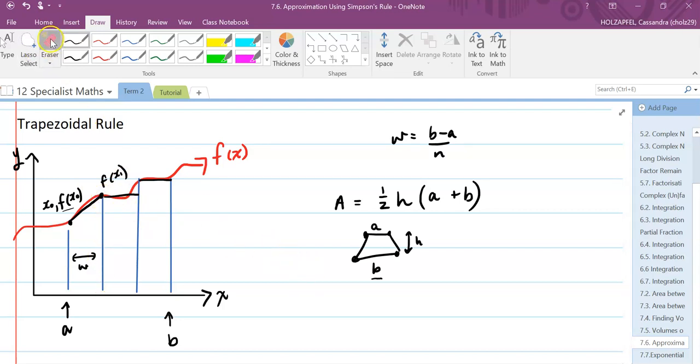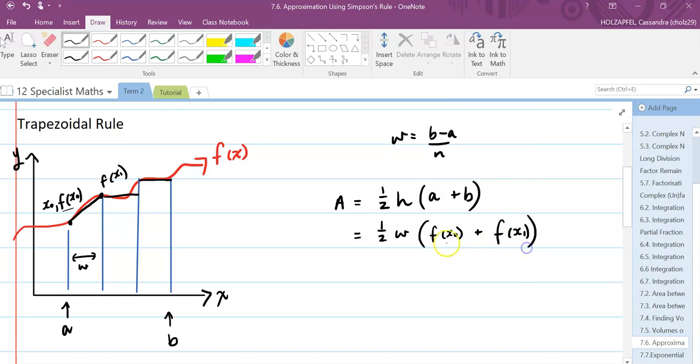So let's substitute those values now into our equation for this trapezoid. This is going to be equal to a half of the height, which is now our width, multiplied by f of x0 plus f of x1.